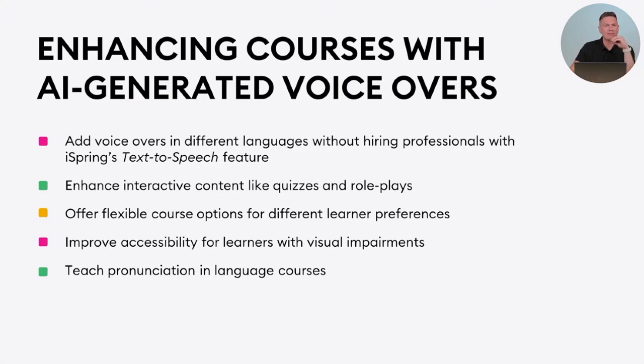Learners have different preferences when it comes to taking courses, right? Some learners prefer just listening to a course. Some learners prefer visual content. You can provide your learners with different options to take your course. Text-to-speech technology can make the content more accessible to learners with visual impairments, or those who prefer listening to reading. If you're teaching a language, you can use voiceovers to provide your learners with pronunciation of words.